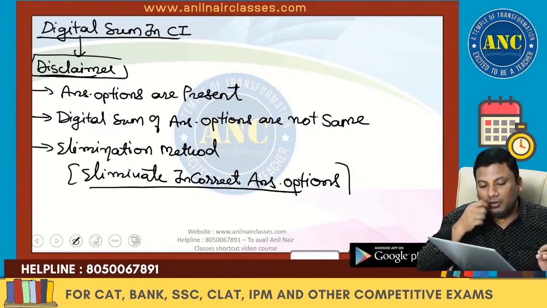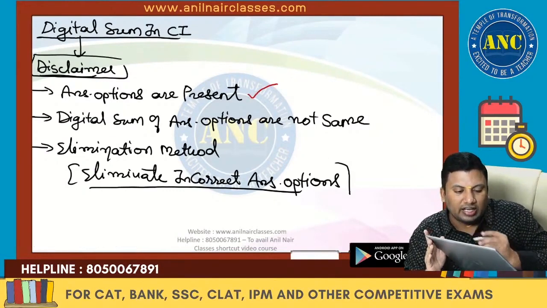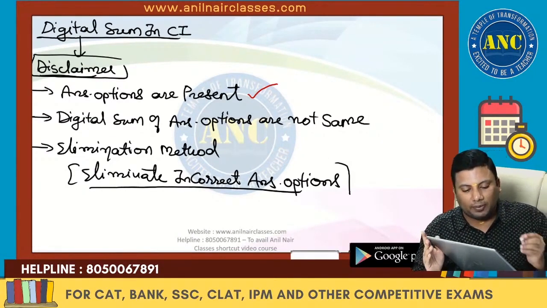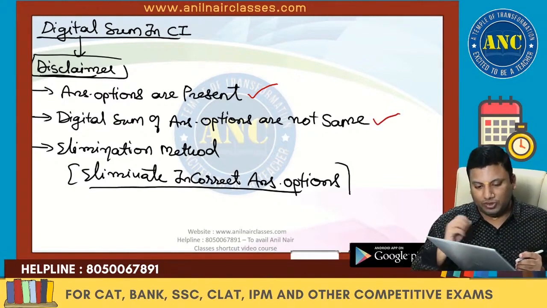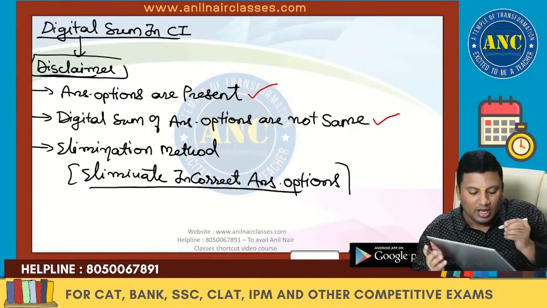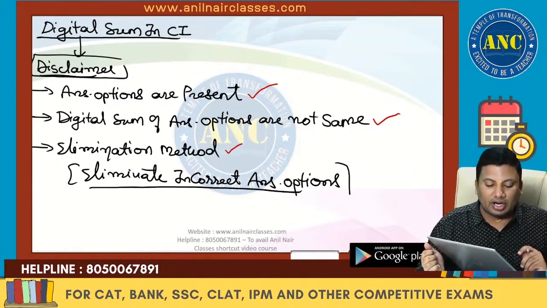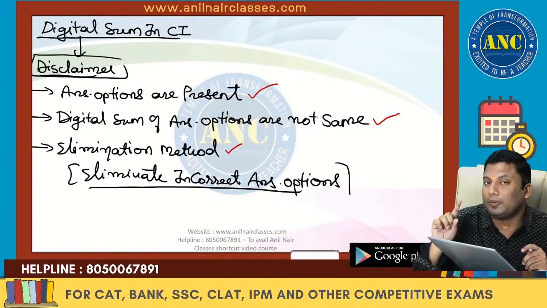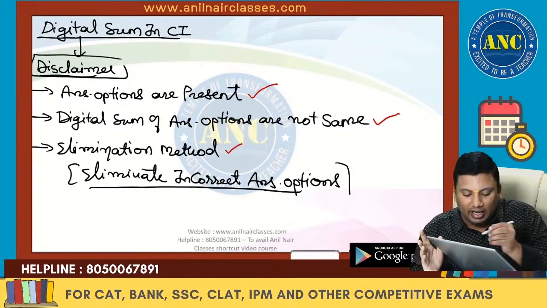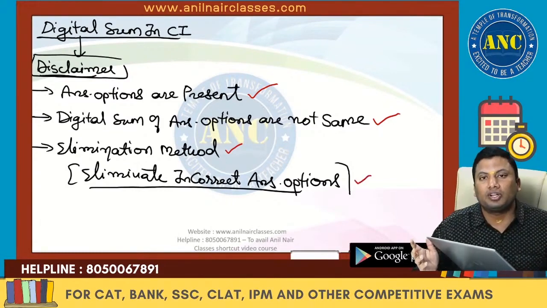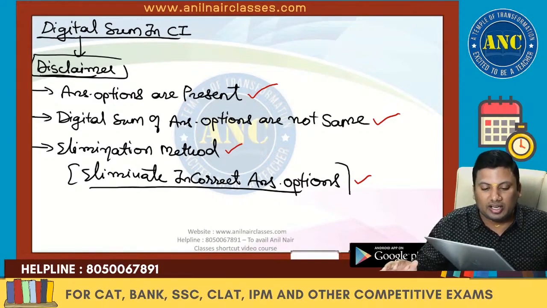Anyway, after some time, I will give a table of when to use which concept. Digital sum is used when the answer options are present. If the digital sums of the answer options are not the same, then this method's efficiency will grow. It is used to eliminate all incorrect answer options. It does not give you the right answer option. If the digital sum is not matching, then that option is incorrect. These are the 3 important key points to be noted while solving compound interest problems using digital sum.